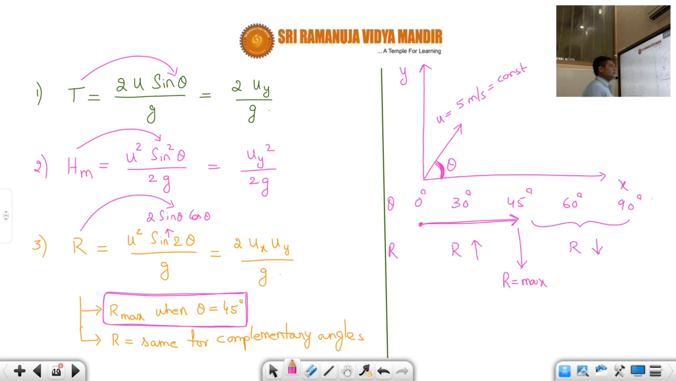Students, please remember. As theta is varied, keeping u constant, from 0 to 45, the range will increase, exactly at 45 the range will become maximum, and then afterwards the range will decrease. This is quite opposite to time of flight and h max. Suppose if you are asked to find time of flight and h max, then it is different. Correct or not? That I'll tell in the next slide.